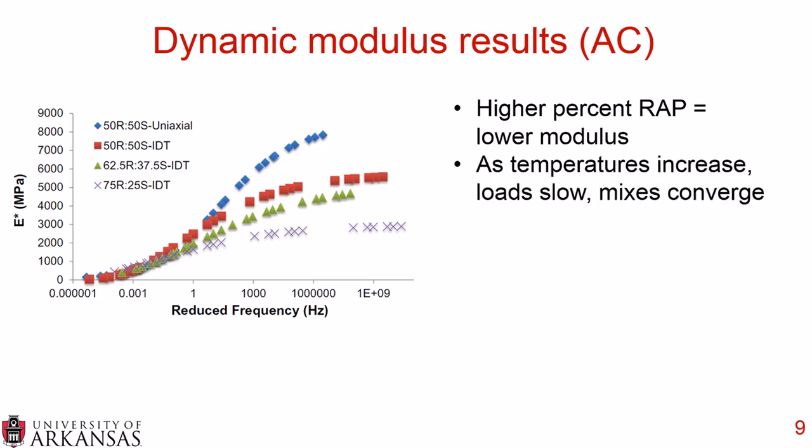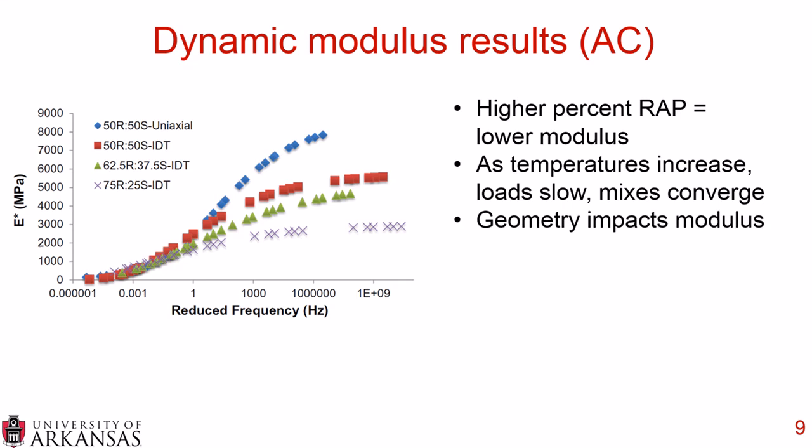You can also see that as temperature increases, the loads slow and the mixes converge. So when you're looking at dynamic modulus curves, the data on the right side of this curve tends to represent either lower temperatures or faster loads, and the reduced frequencies on the left, where they start converging, indicate either higher temperatures or slower moving loads. And you can see how they fan out as you get the lower temperatures and faster moving loads. And as you get the higher temperatures and the slower moving loads, they start converging on the left-hand side.